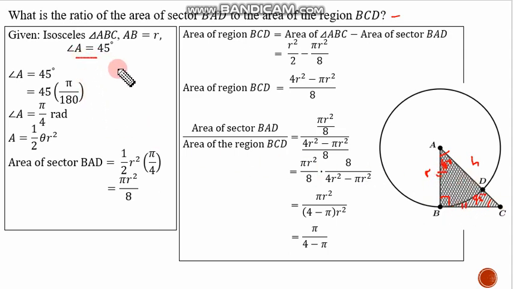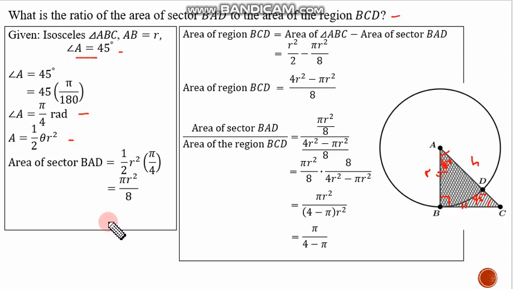Since the angle A is 45 degrees, we can use this to get the area of BAD. Now the area of a sector is 1/2 r squared times theta. We have an angle here which is 45 degrees. So let's start by converting it first to radians so that we can use it in our formula. 45 times pi over 180, that's pi over 4. So we can use pi over 4 as our angle theta for our formula.